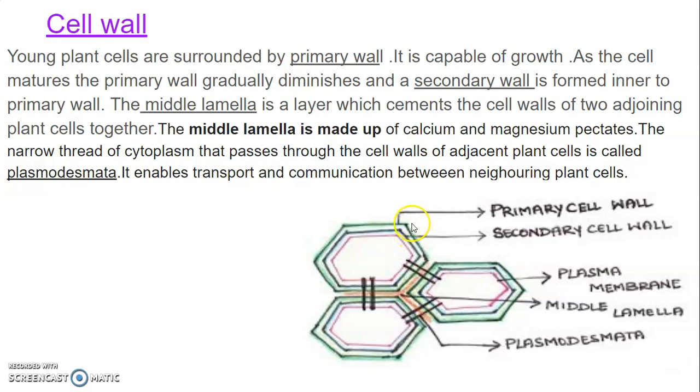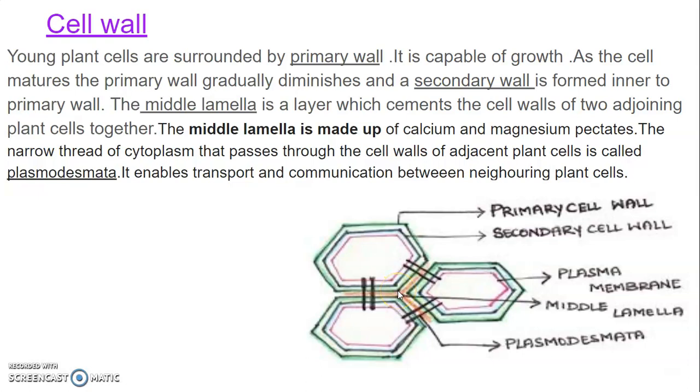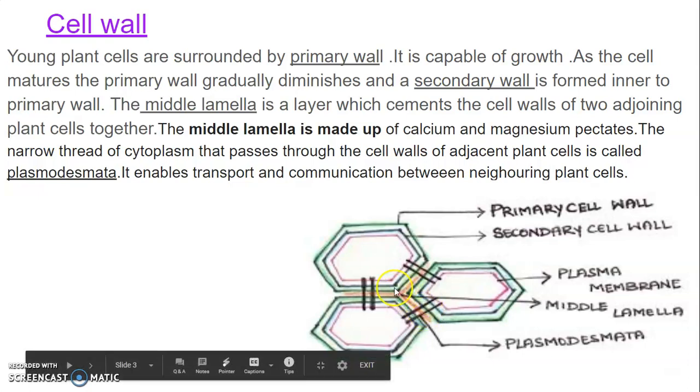So one more time children, the outermost is the primary cell wall. Inner to primary, the later formed one is called as secondary wall. Inner to secondary wall is the plasma membrane. Now in between two neighboring cells, here you can see one orange color part, that is the middle lamella. Middle lamella glues together or cements together the neighboring plant cells. Now there are cytoplasmic connections between the neighboring cells. These cytoplasmic connections between the neighboring cells are called as plasmodesmata.